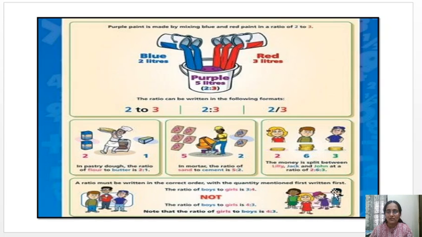And in this fifth example, just see, there are 3 boys on the left side of your screen. There are 4 girls on the right side of the screen. Now, when you have to write the ratio for boys to girls, that is 3:4. Take care not to write 4:3. If you write 4:3, it is the ratio of girls to boys.